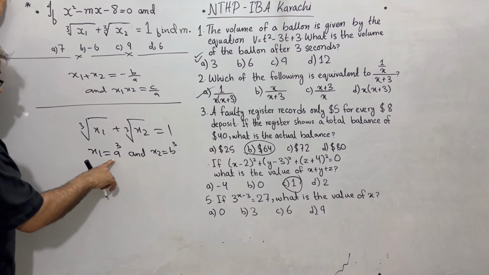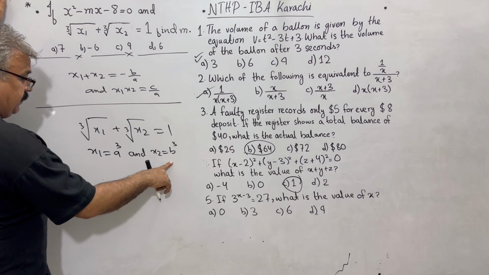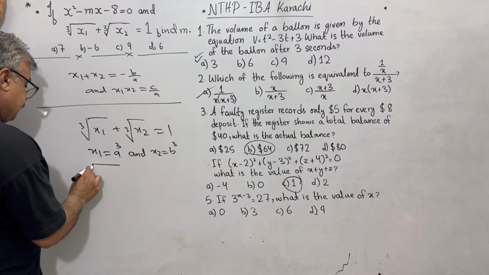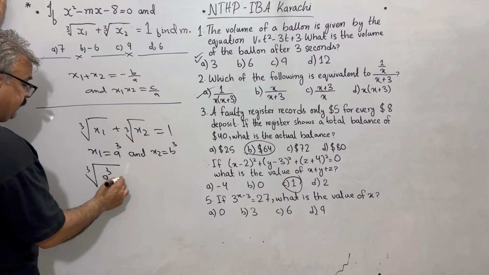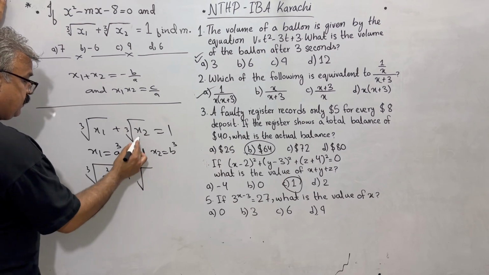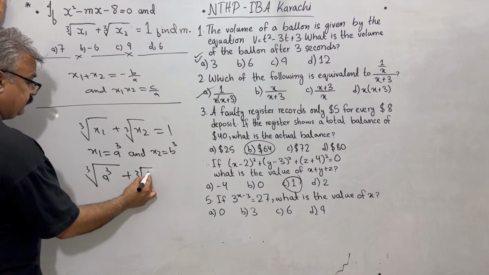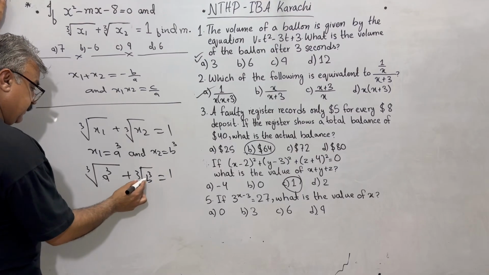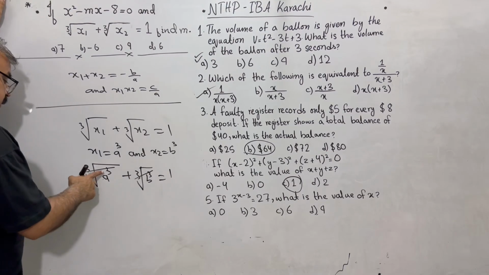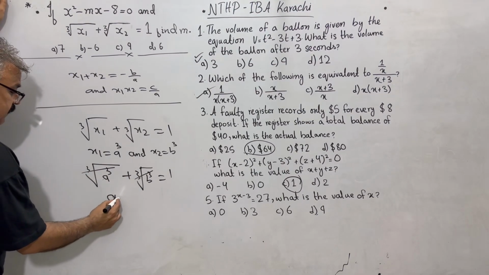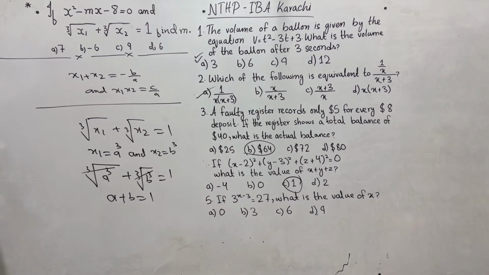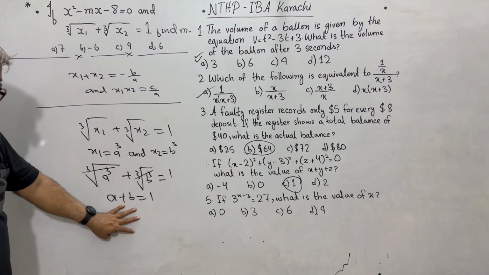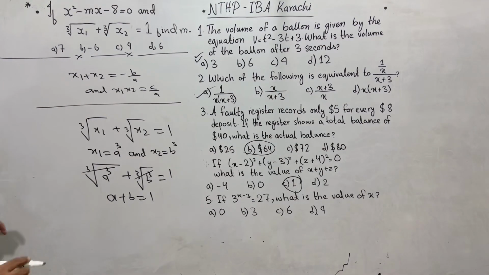x1 is equal to a cube, x2 is equal to b cube. Plug in here, we have cube root of a cube plus cube root of b cube is equal to 1. Then cube and cube root cancel. We have a plus b is equal to 1. That is our first condition, a plus b is equal to 1.